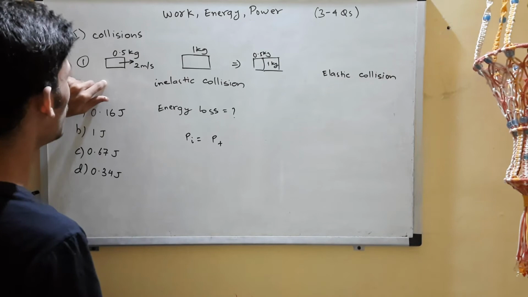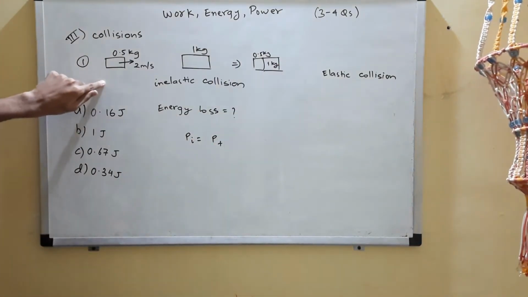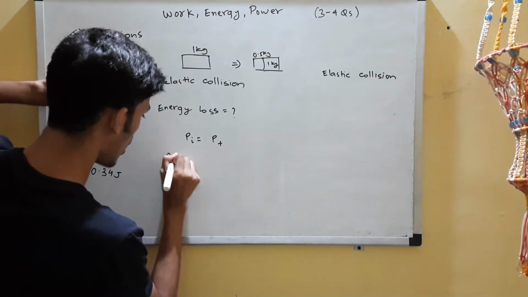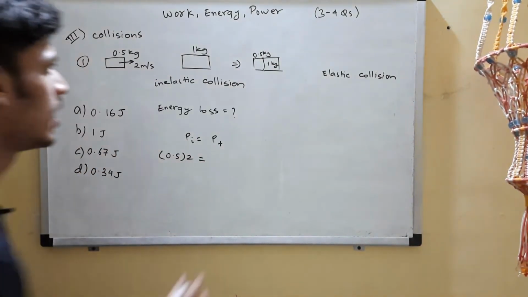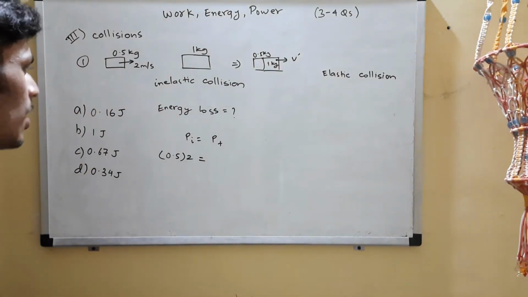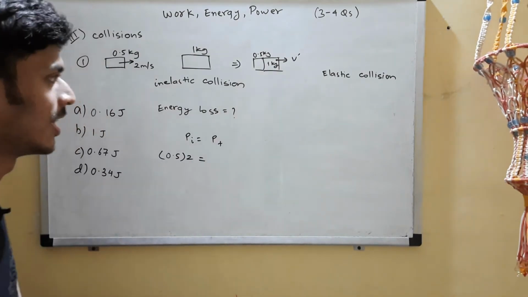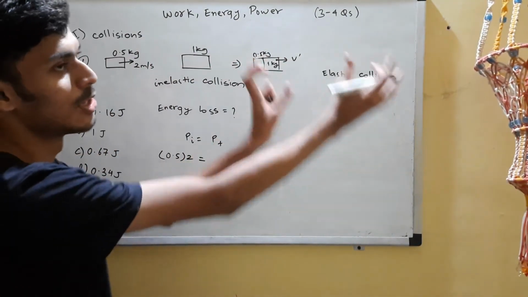Okay, so let's come to this. Now the initial momentum, if you see, is just due to this block, right? This is initially at rest, so due to this block, mass into velocity. And the final momentum, this system will move together with some velocity v dash. From here we can find that v dash, the velocity the system is moving with.